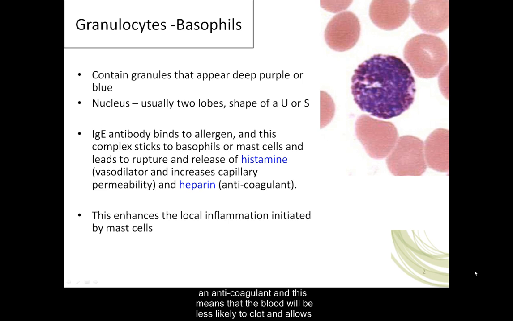Heparin is an anticoagulant, and this means that the blood will be less likely to clot and allows better movement of the white blood cells to the infection site. The basophil's function really augments the inflammation response initiated by the mast cells. I always remember B for basophils and for, quote, "begin," as in beginning the inflammatory response.